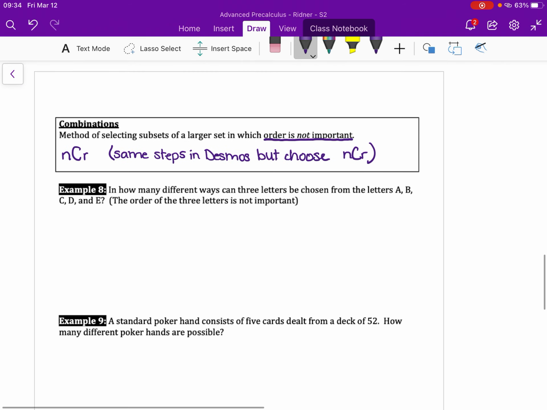All right. And then the other part is what's called combinations, where order is not important. So order does not matter. Those are your 2 big concepts. In Desmos, it's the exact same steps, just nCr.